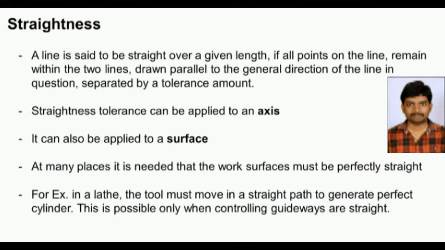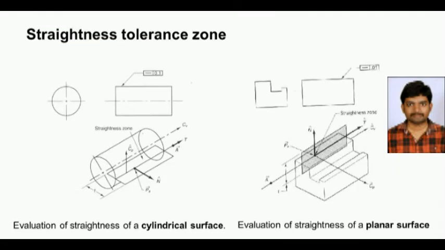Now we should understand the meaning of the straightness tolerance zone. We can see here we have a cylindrical object, and on this surface the straightness tolerance is given. It is 0.1 millimeter. So what is the meaning of this? Now we have this cylinder, and we take one generator. If you take one generator on this particular cylinder, this variation should not exceed this 0.1 millimeter. So this is the straightness tolerance.